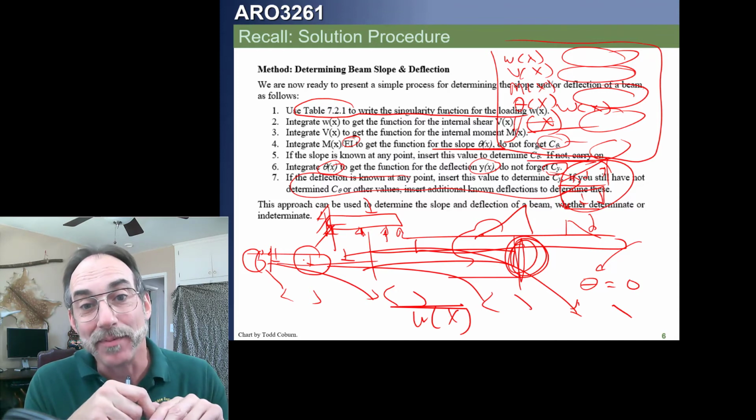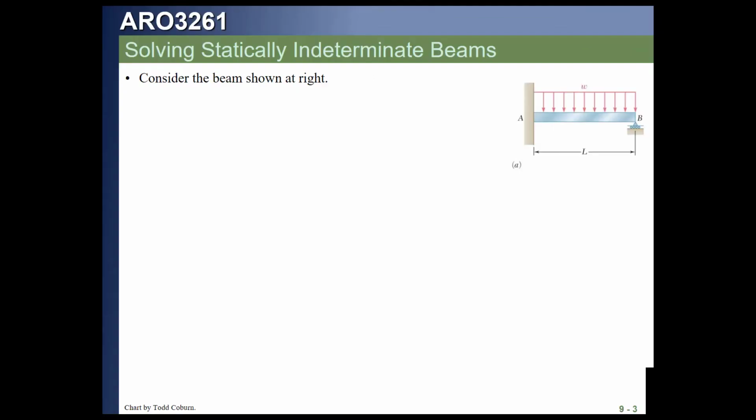Let's take a look at some examples and see how that works. Let's focus on a beam such as this one that has some constraint and some loading. We can see on inspection that we have four unknowns: a horizontal reaction at A, a vertical reaction at A, a moment at A, and a vertical reaction at B. This gives us four unknowns, and we really only have three equations to solve from statics: the sum of forces in x and y, and the sum of moments in z.